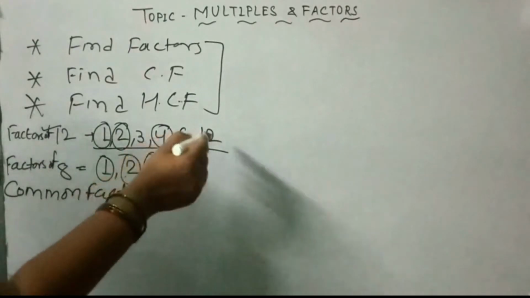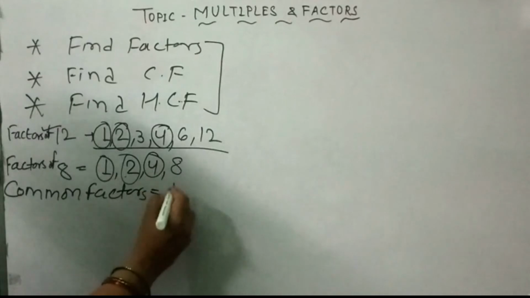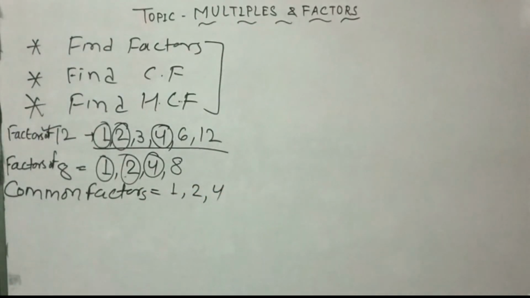See, no more is common here. So what are the common factors? 1, 2 and 4. After that, you have to write the highest common factor.